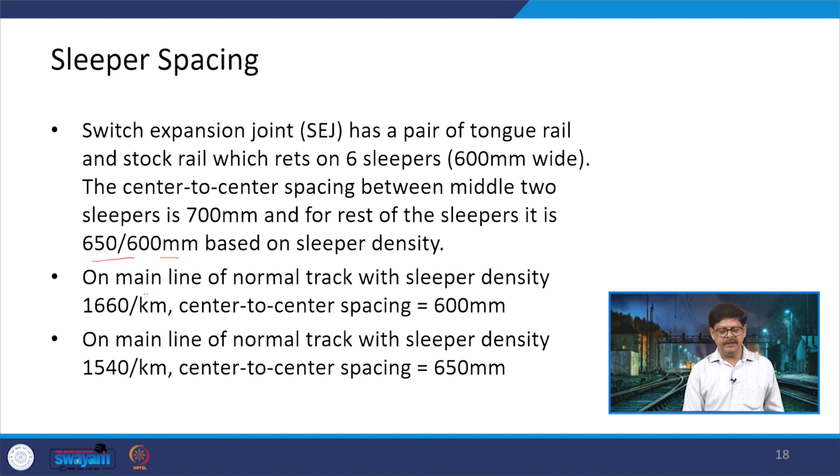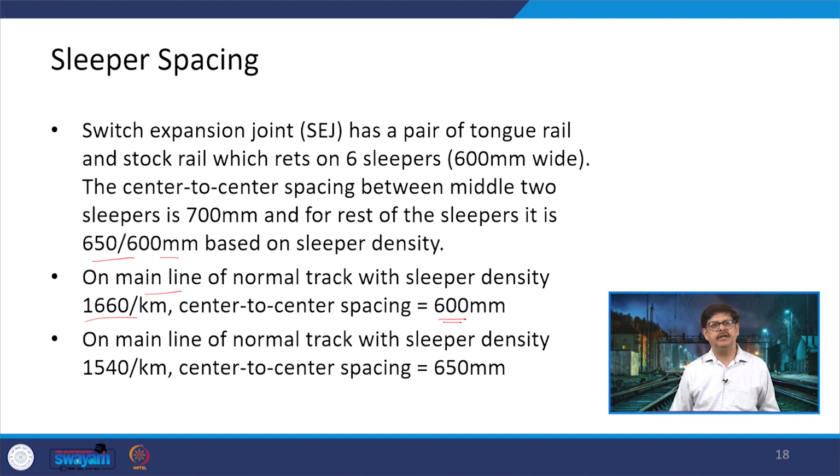In the case of main lines of normal tracks, where the sleeper density is taken as 1660 per kilometer, the center to center spacing is taken as 600 mm. So, you can see that whatever the situation is, on that basis we are using either 600 mm, 650 mm, 700 mm, or there can be a few more values, as we will see when we move forward.